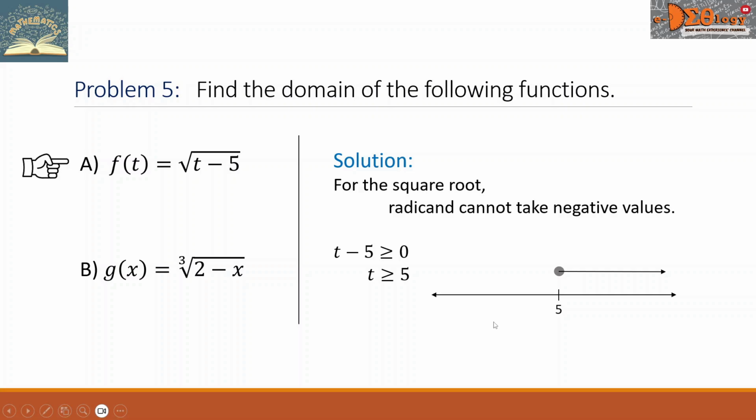Putting this in interval notation, we write 5 as the first number coming to infinity. So we have a square bracket here denoting that number 5 is included in the solution set. And for infinity, we have the parentheses. So for the answer, we write it here.